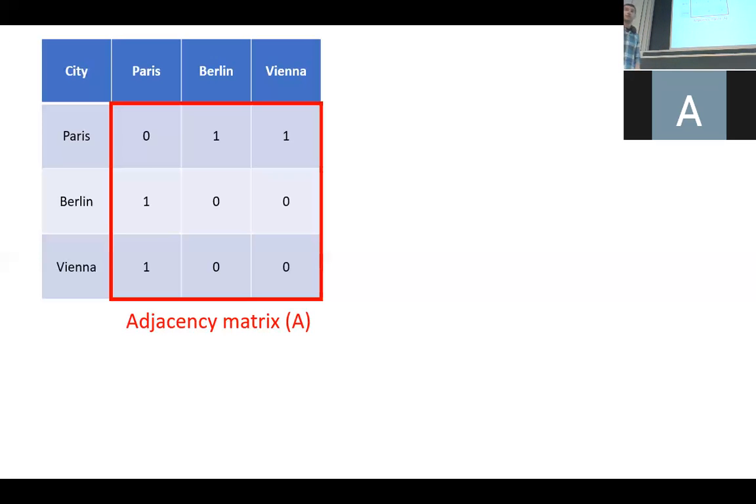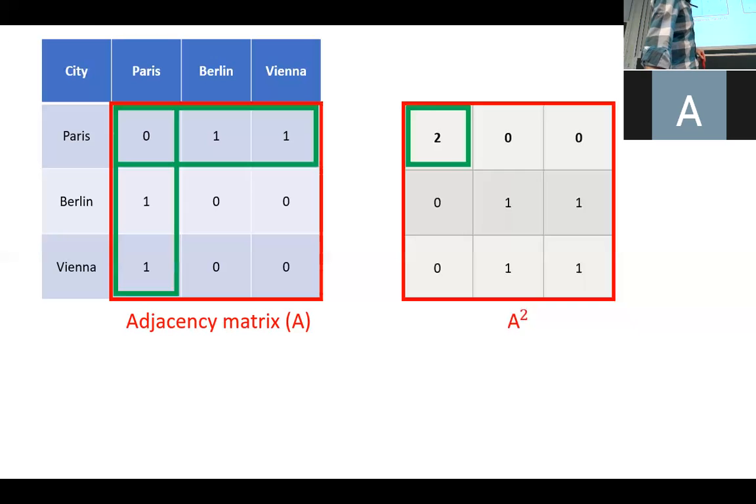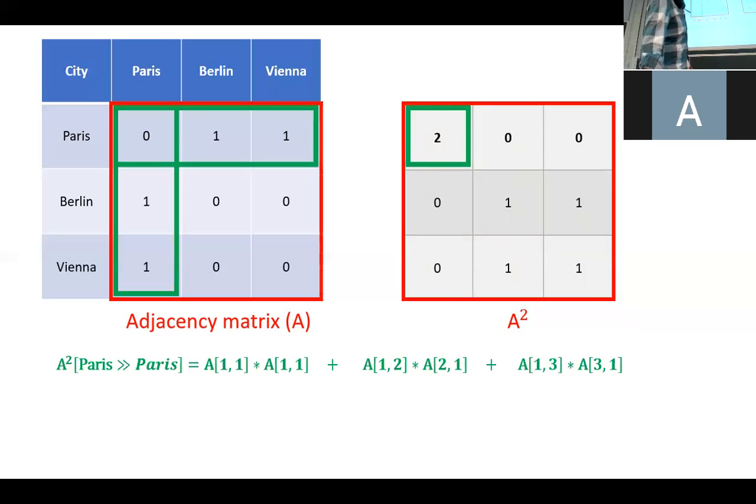So this is a very useful mathematical tool. Why? Because I will show you in a moment. This is the square of the adjacency matrix. If I multiply this matrix by itself, I get this. Okay. So, what does this element represent?